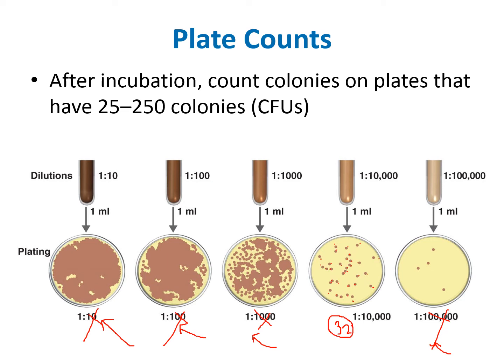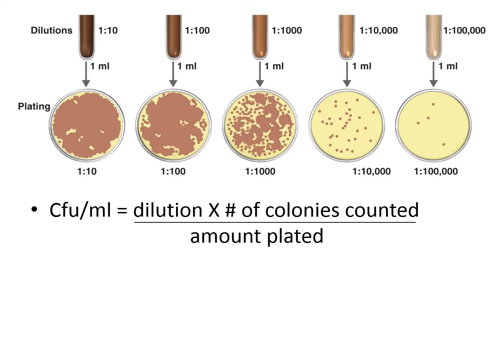So that's a pretty good number. Calculating the number of bacteria that were in our original culture is not really that hard. We would use this formula where we have CFUs per mil equals our dilution times the number of colonies counted over the amount of our dilution that we plated. Remember, CFUs are individual cells or little clumps of connected cells. So we're going to figure out how many of those there are per mil.